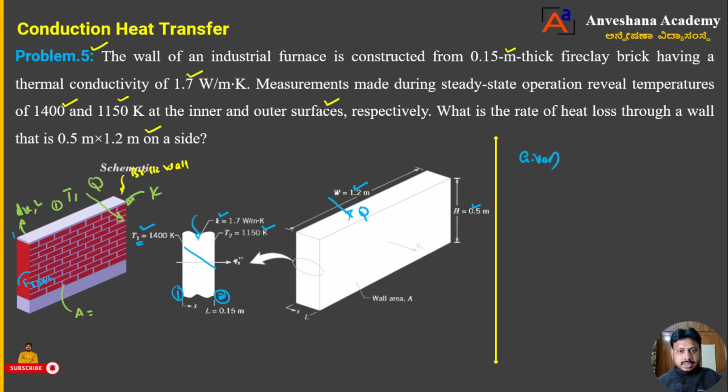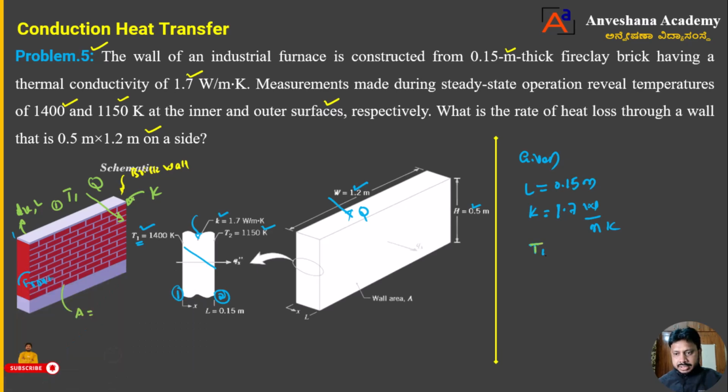Dear students, you can see the thickness L of the industrial furnace brick wall is 0.15 meter. I will write it here. Next, the brick has thermal conductivity, k equal to 1.7 watt per meter Kelvin. Then the measured temperatures. There are two temperatures.